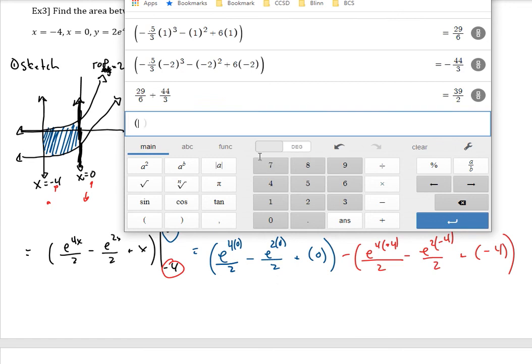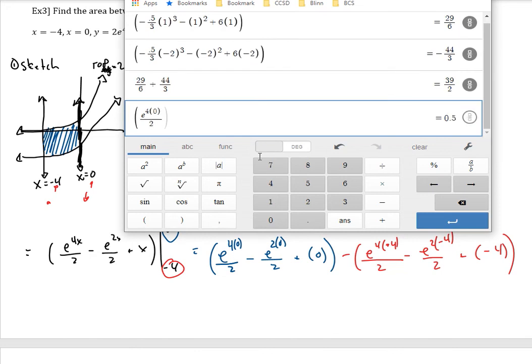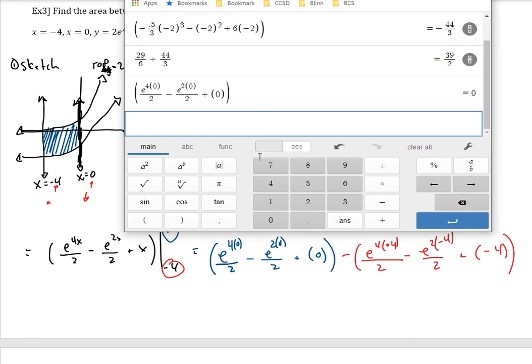So parentheses, e to the 4, parentheses, 0, divided by 2, just like that. And then minus e to the 2, parentheses, 0, all divided by 2, and then plus parentheses 0, and then parentheses. And then I'm going to press enter, and then I say, oh, that's just 0 anyway. So that is 0. That's nice.